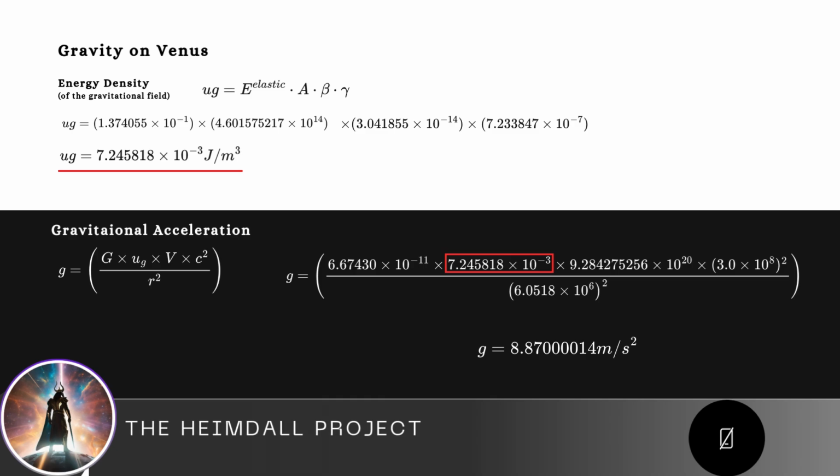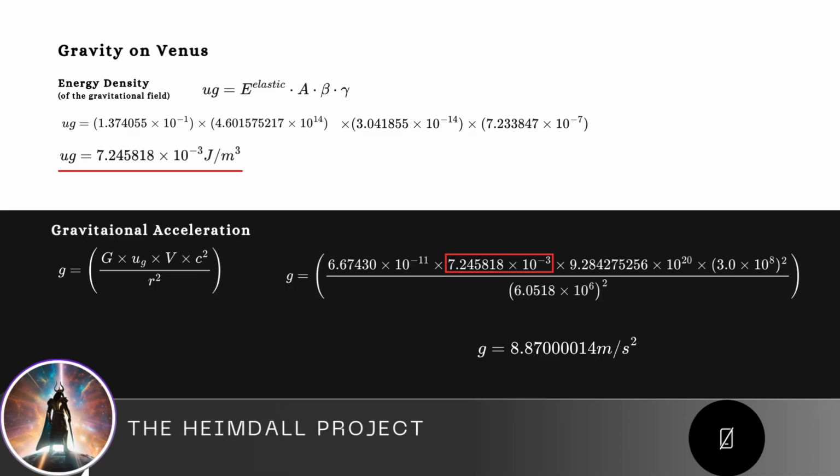Okay, so gravitational acceleration. We're back at that first equation that I shared, which is my equation in the pan-gravity method. I can't believe I spelled gravitational wrong. For gravitational acceleration, G, gravity, equals the gravitational constant, that extremely small number, times energy density, which we spent that entire calculation getting: 7.24581 times 10 to the negative 3 joules per meter cubed.